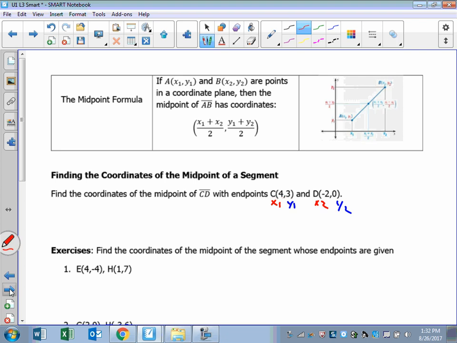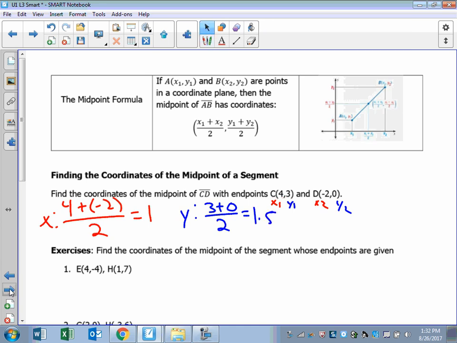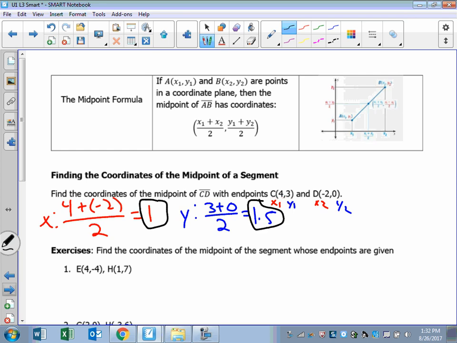So we add the x's. We got 4 plus -2 divided by 2. 4 plus -2, 4 minus 2, that's 2 divided by 2 is 1. This is for our x's. And then for our y's, we have 3 plus 0 divided by 2, which is going to equal 3 divided by 2, 1.5. So for our x coordinate, we have 1, and for our y coordinate, we have 1.5. So the midpoint is going to be 1, 1.5. And that's going to be our answer.